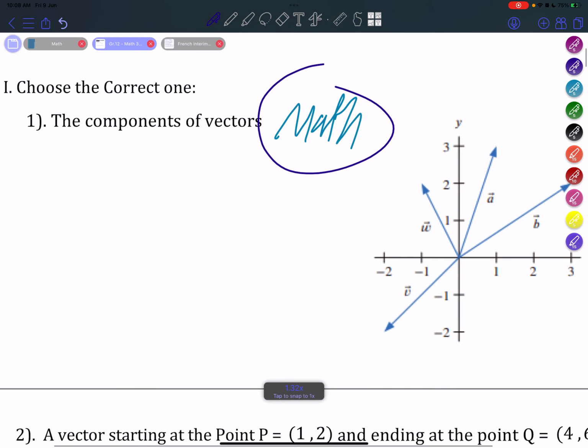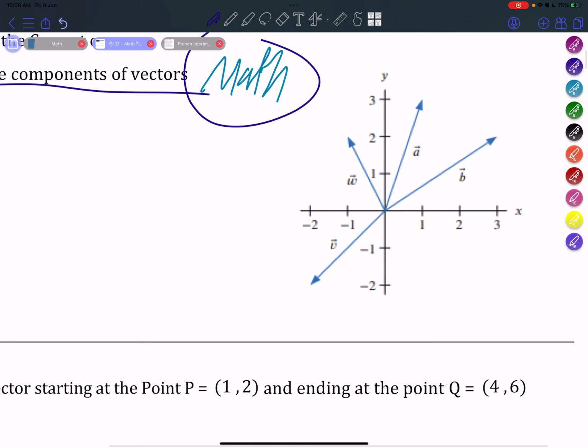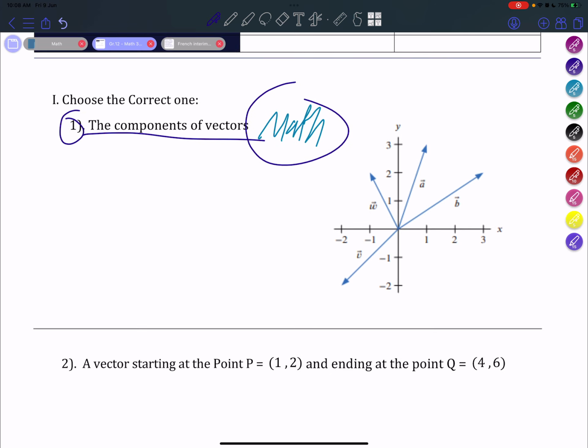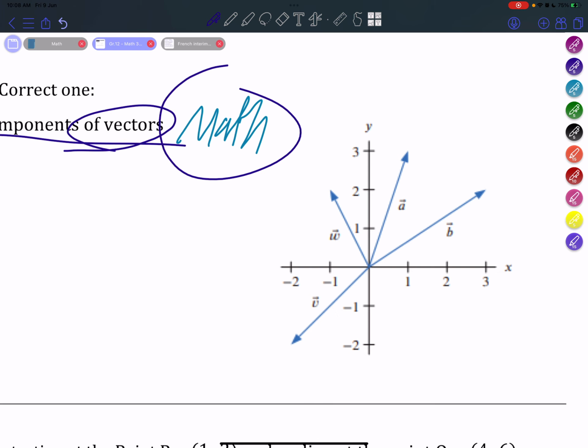We can start with the first question, which is the components of a vector. Whenever they ask you to find the components of a vector, you have two options. You either solve it graphically or you solve it through an equation. For the first question, we will use the skill of finding the components of a vector graphically.